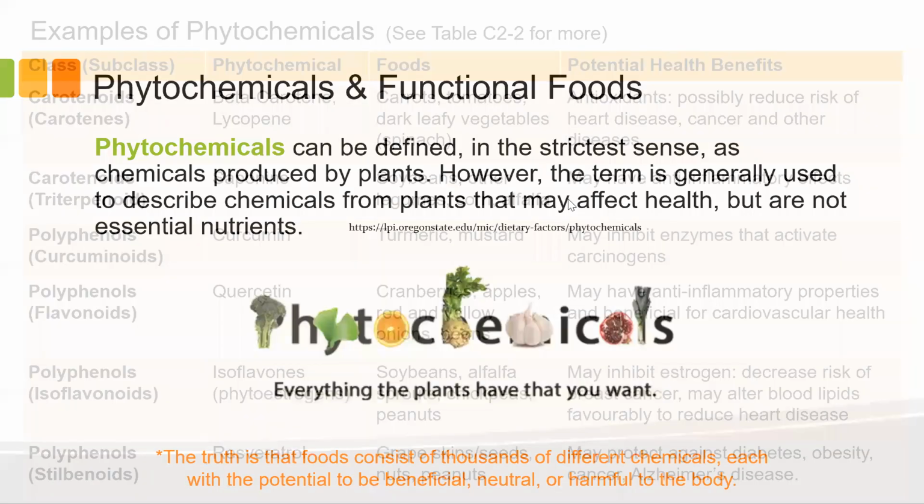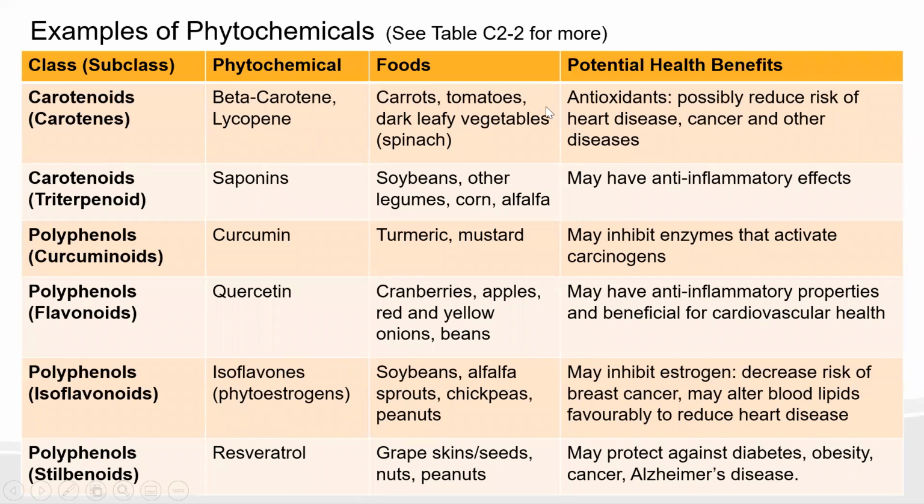Anyway, let me show you some phytochemicals. There's a whole bunch. If you go to table C2-2 in the book, there's more. This is a little bit different than that table in the textbook. I put this one together, classifying things differently, but you can see there's a lot of chemical names there, and we'll cover a few of them here today.